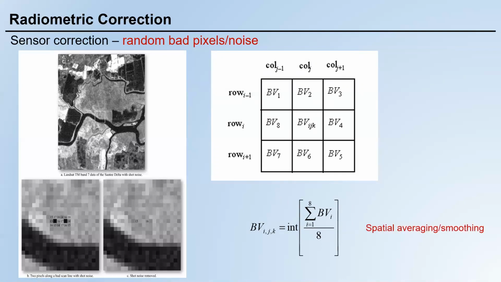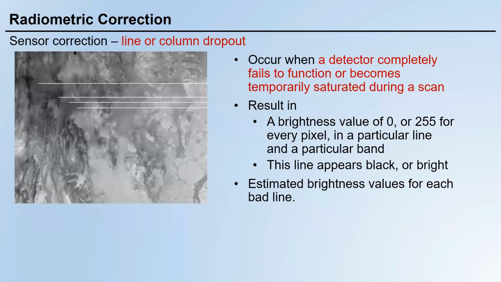Okay, it can also be called spatial averaging or spatial smoothing. Spatial smoothing is not that accurate because we have different types of methods for spatial smoothing, but spatial averaging is very accurate. Okay, it's very accurate. And the second type of sensor error is this.